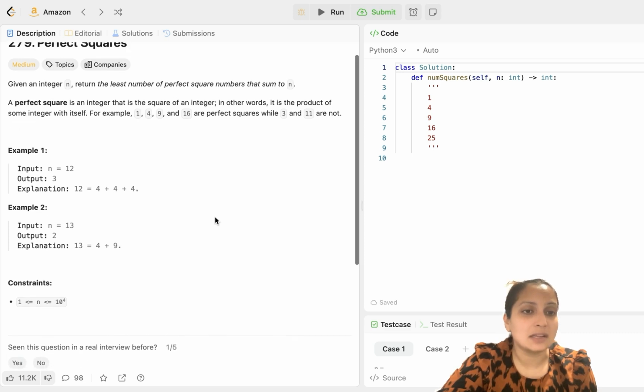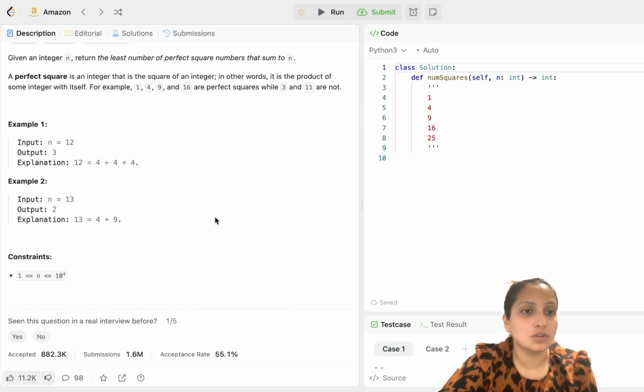Now you would say that I can solve it using a greedy approach. Suppose my n given to me is 12. In such a scenario, what is the largest perfect square less than 12? The largest perfect square less than 12 is 9. So I will take 9 first, and then I will see if I can add the largest perfect square less than or equal to 9 to it to get 12.